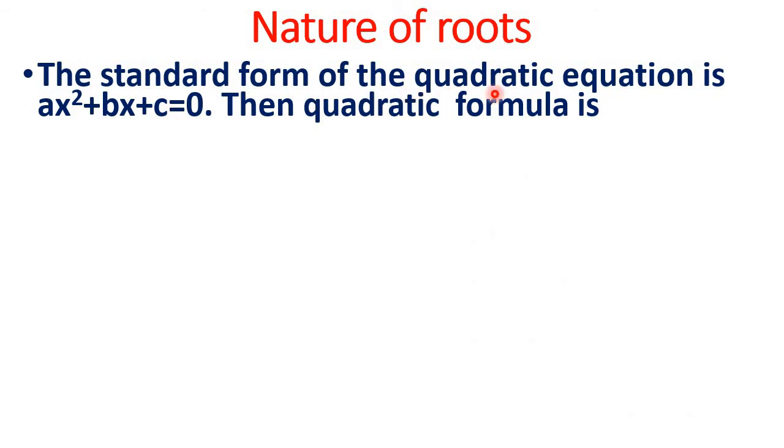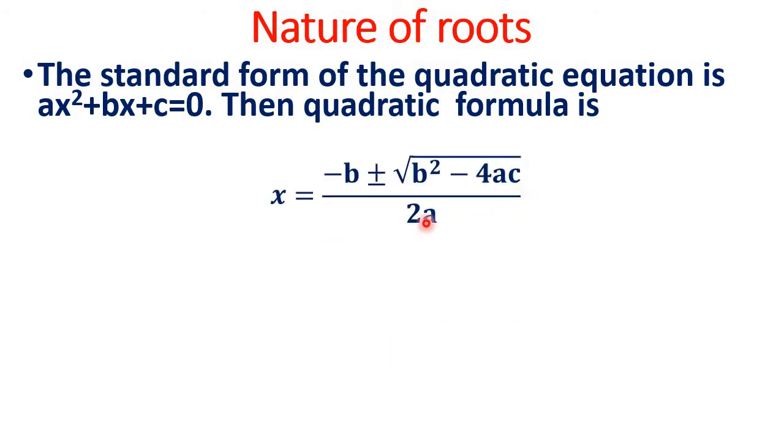The standard form of quadratic equation is given by ax square plus bx plus c is equal to 0. This is called the standard form of the quadratic equation. Then the quadratic formula is given by x is equal to minus b plus or minus square root of b square minus 4ac divided by 2a. This formula is called quadratic formula. This formula is used to find the roots of the quadratic equation.